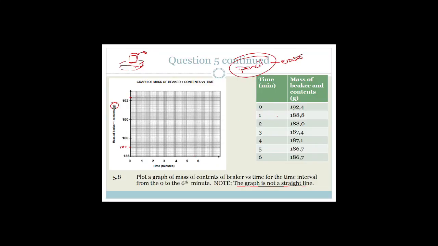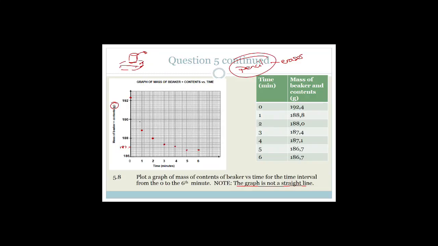The next one is 188.8. So that's 188, that there is 189, so we're taking down two, and there's my dot. Then it's 188 at two. Then there is 187.4, so that's 187, 1, 2, 3, 4. Then 187.1, oh, it's terrible, very small. Then number five is 186.7, and it stays the same. So therefore, that is going to be 186, 1, 2, 3, 4, 5, 6, 7, and that's also going to be 186.7.